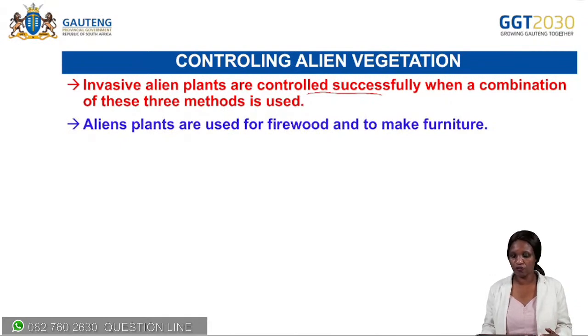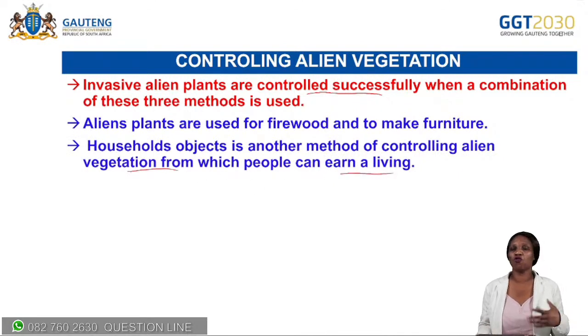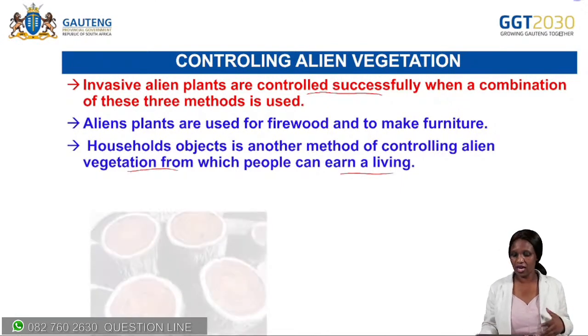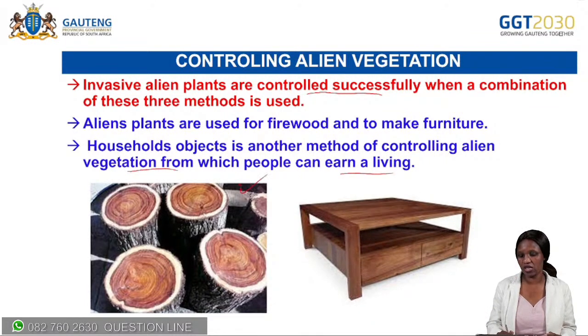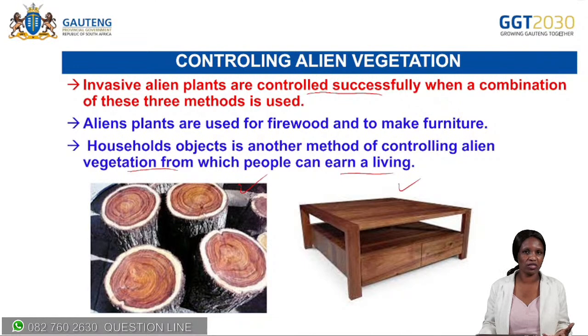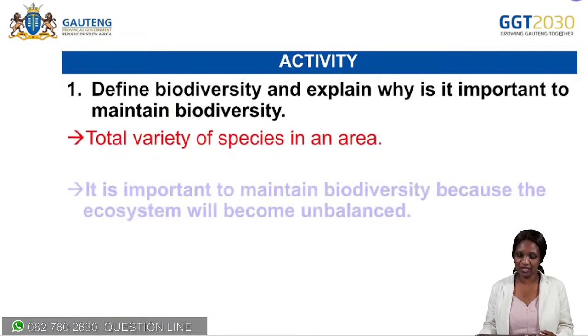And then alien plants are used for firewood and to make furniture and household objects, which is another method of controlling alien vegetation from which people can earn a living. For example, if you've got alien plants, for example, trees, you can cut them and make different types of furniture, and then people can earn a living. Do you get it? For example, we've got these logs, and then we make what? Furniture. Okay, then people will earn a living. Then it is a positive way rather than cutting our indigenous plants, which take years to grow. Do you get that?